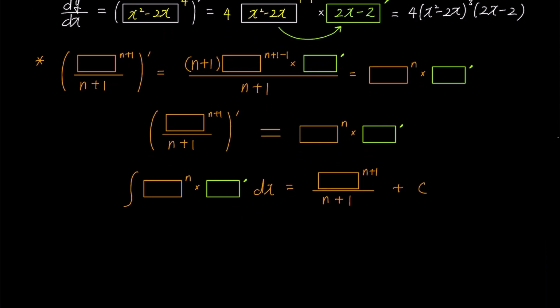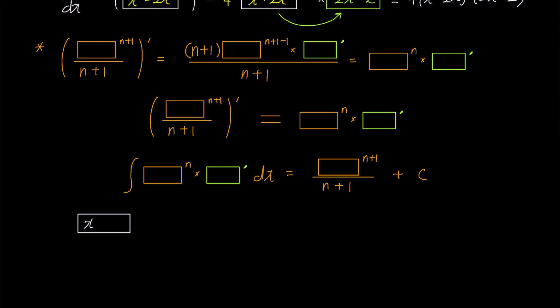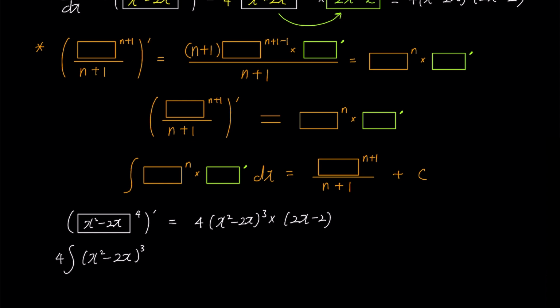Let's bring back the problem and answer we solved earlier. We differentiated (x squared minus 2x) to the power of 4 on the left side and obtained the result 4 times (x squared minus 2x) to the power of 3 times (2x minus 2). So it's only natural that integrating the right-hand side should yield the left-hand side. Let's use the integration formula mentioned earlier for verification. Taking out the constant 4 from the integral and writing down the integral of (x squared minus 2x) to the power of 3 times (2x minus 2) dx, we can compare it with the integration formula above.